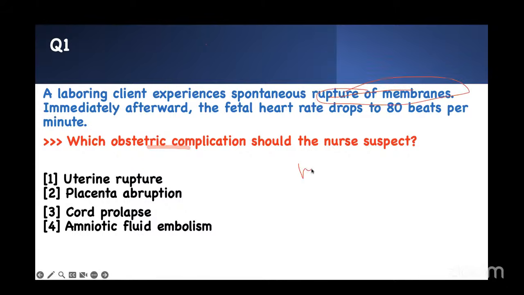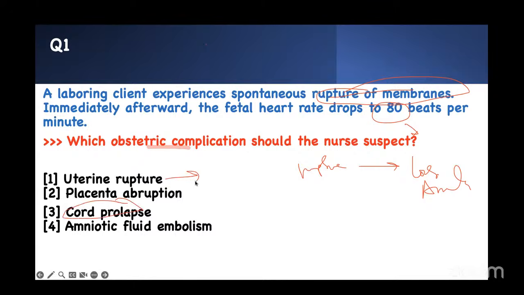The key concept here is spontaneous rupture of membranes. When you rupture your membranes, you're going to lose your amniotic fluid. As soon as you lose amniotic fluid, the cord prolapses with it, and that leads to deceleration. This is why the baby's heart rate is dropping. So every time a patient in labor ruptures their membranes, the next thing the nurse is supposed to look for is cord prolapse, not uterine rupture.